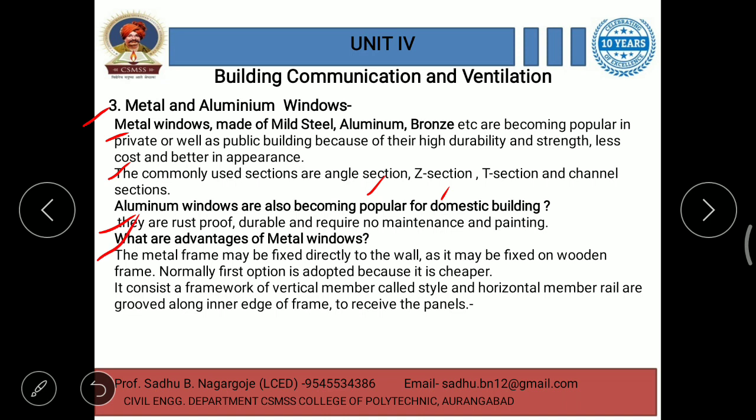What are the advantages of metal windows? Okay, so the metal frame may be fixed directly to the wall, or it may be fixed on a wooden frame. It is easy for installation. Normally, the first option is adopted because it is cheaper. Okay, they are directly fixed in the window. We can just fix them by using some fixtures and fastening. It consists of a framework of vertical members called stiles and horizontal members called rails glued along the inner edge of the frame to receive the panels.